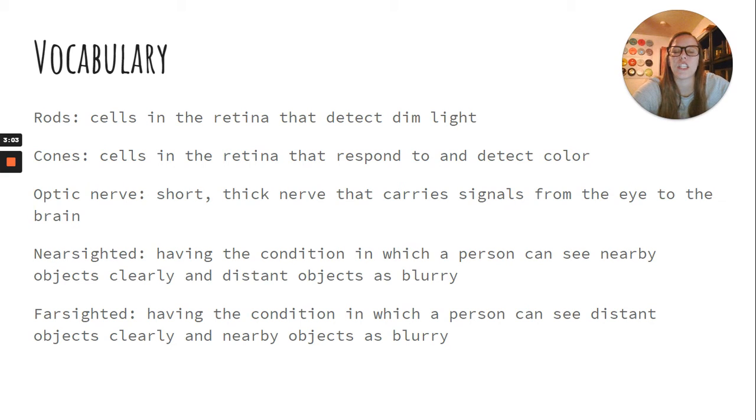Nearsighted is having the condition in which a person can see nearby objects clearly and distant objects as blurry. Farsighted is the opposite, so having the condition in which a person can see distant objects clearly and nearby objects as blurry. Those 2 will also be on your test for sure. So just remember the name. Nearsighted means you can see close by but not far away, and farsighted is seeing far away but not close by.